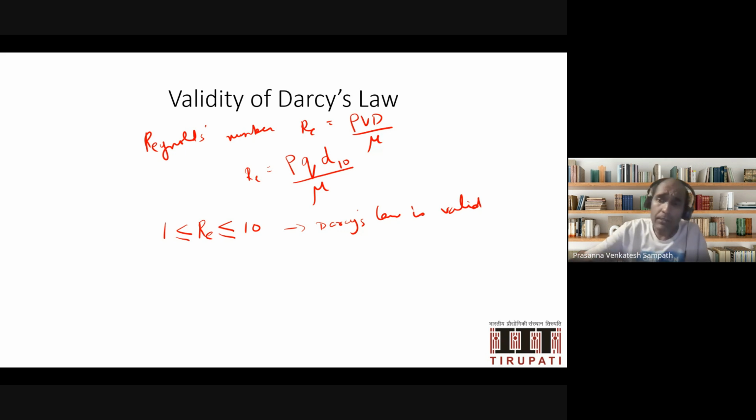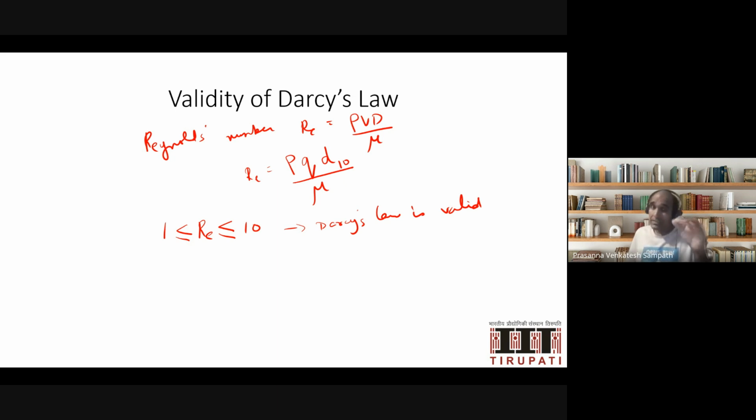Now, when Reynolds number becomes less than 1, which means it goes outside this range, when the Reynolds number becomes very small, the viscous forces tend to dominate so much that the flow itself almost ceases to exist. Okay, when I say very low, I mean less than 1. As long as it is greater than 1 and less than 10, Darcy's law is valid. If it's greater than 10, it's not valid, or it becomes less valid. Let me put it that way.